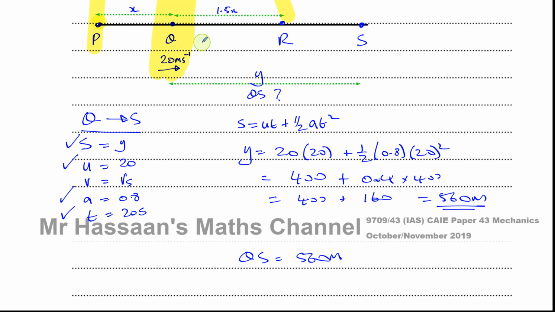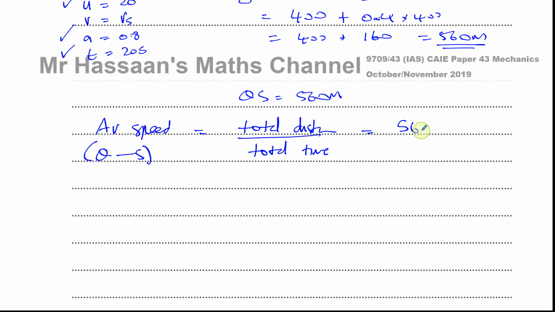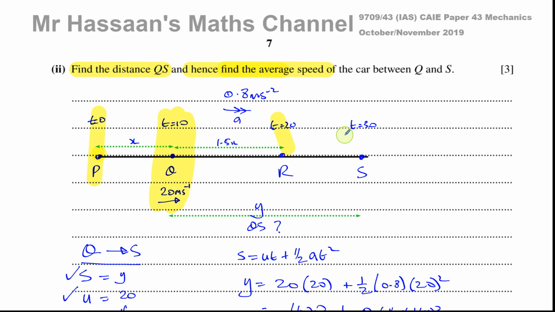And don't forget the other part of the question, find the average speed. You don't want to lose any marks for that. So the average speed of an object when it moves from one place to another, between Q and S, is going to be the total distance it traveled over the total time it took. So from Q to S, it traveled 560 meters in 20 seconds. So that's going to be 56 divided by 2, that's 28 meters per second. Yeah, 28 meters per second. So there we have the answer to this question.